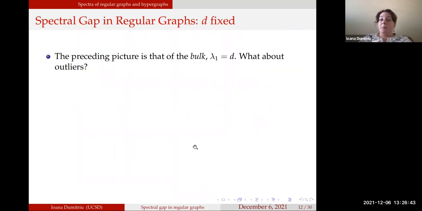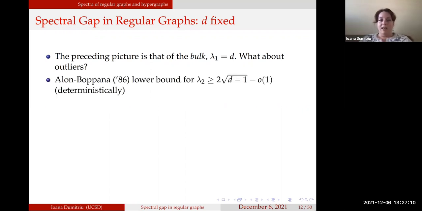Okay, but I mentioned the words shape of the spectrum. It's a limiting object and it does not speak of outliers. So it only talks about what happens to the bulk of the eigenvalues. It says nothing about the outlier eigenvalues. For example, we know that there's always an outlier eigenvalue at d, well outside of the spectrum. But the question is, what about other outliers?